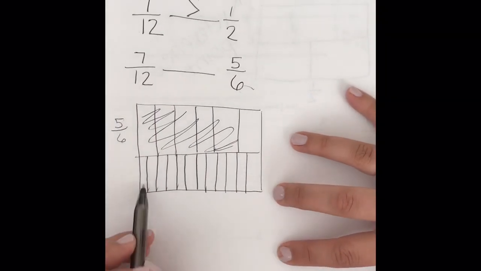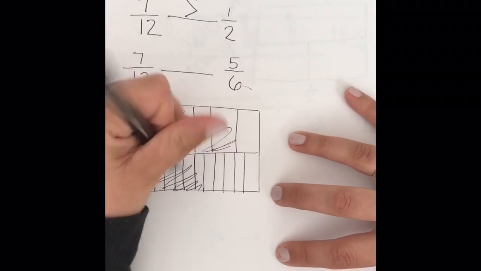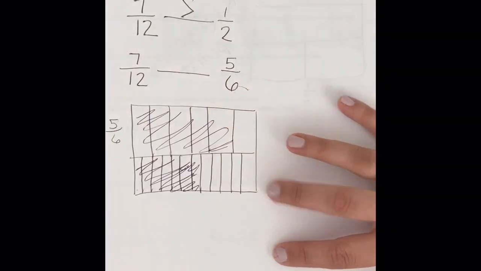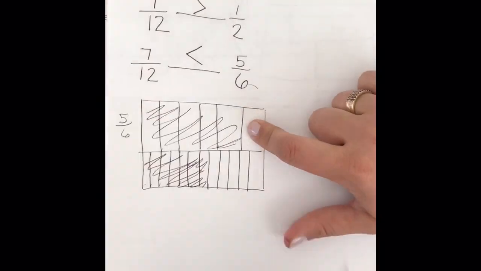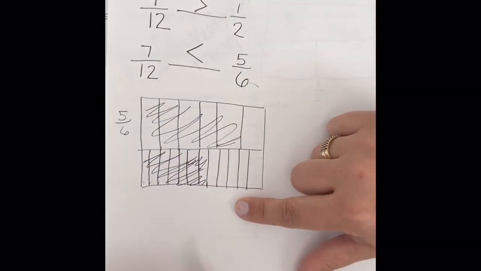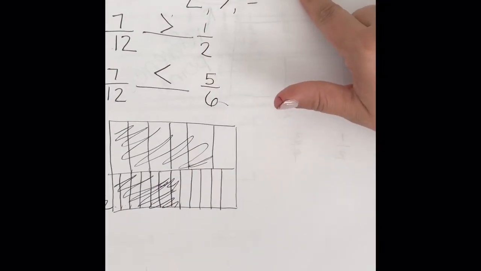And we would color in 7. 1, 2, 3, 4, 5, 6, 7. And we could easily see that this is greater than 5, 6 is greater than. This was my 7/12. Or friends, we can always go back to our number line.